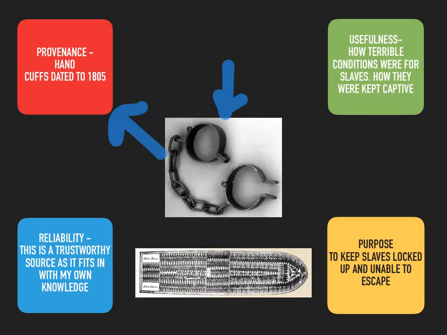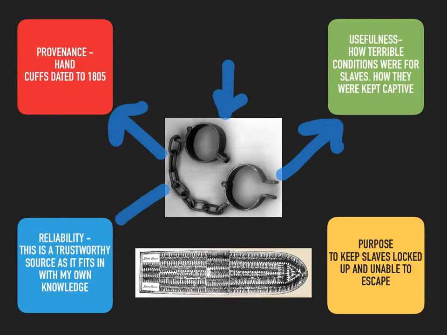Now, the provenance is probably the easiest bit because you're basically just describing the source, and as you'll see in the next couple of examples, the provenance is usually written underneath the source in a caption, so it sounds like it's the hardest, but actually it's not. Usefulness. I think a historian would use this for two reasons. I think it is useful for explaining how people were held captive, and also I think it's useful for a historian who's describing how terrible the conditions were for slaves.